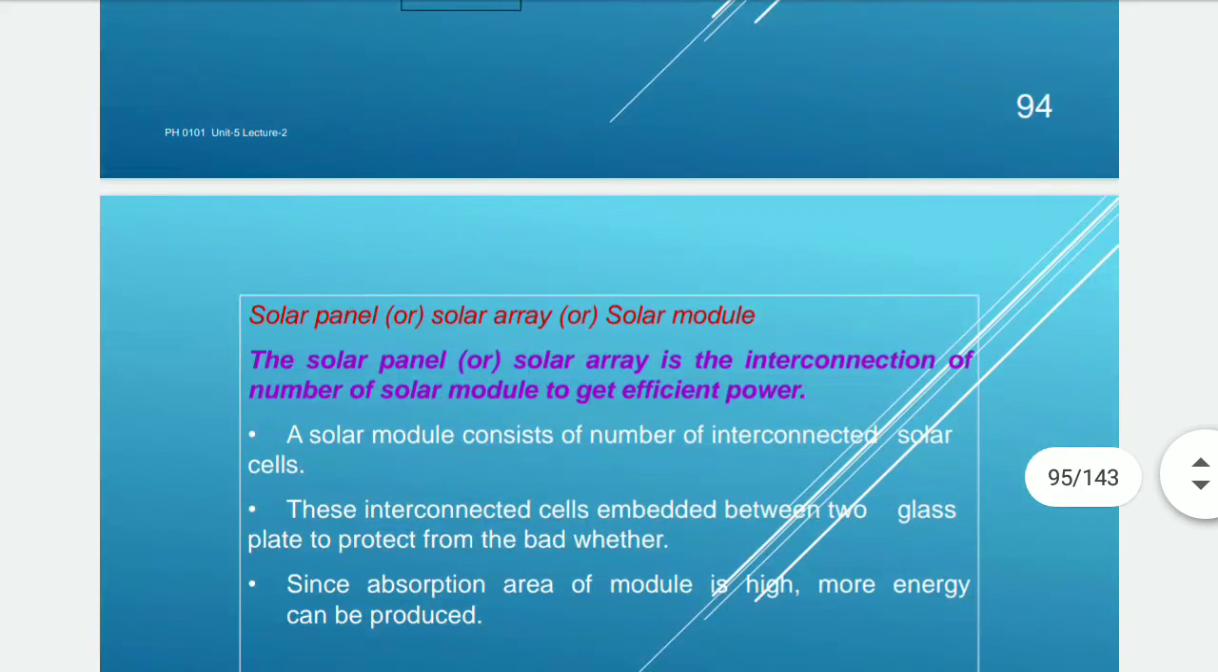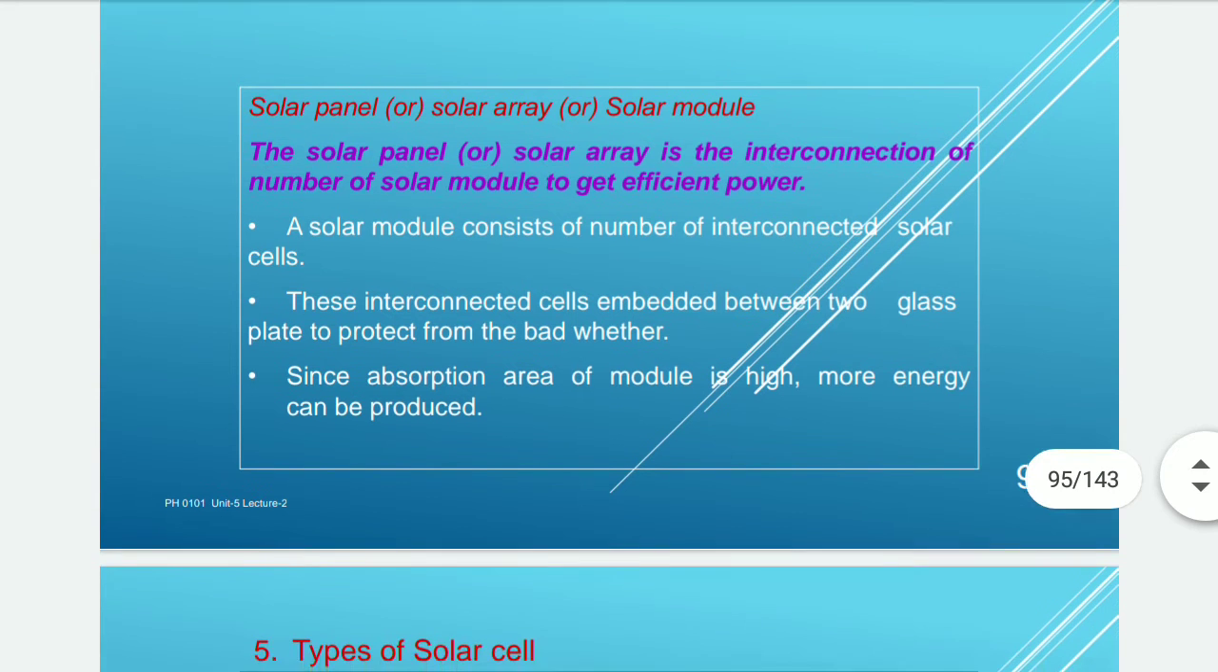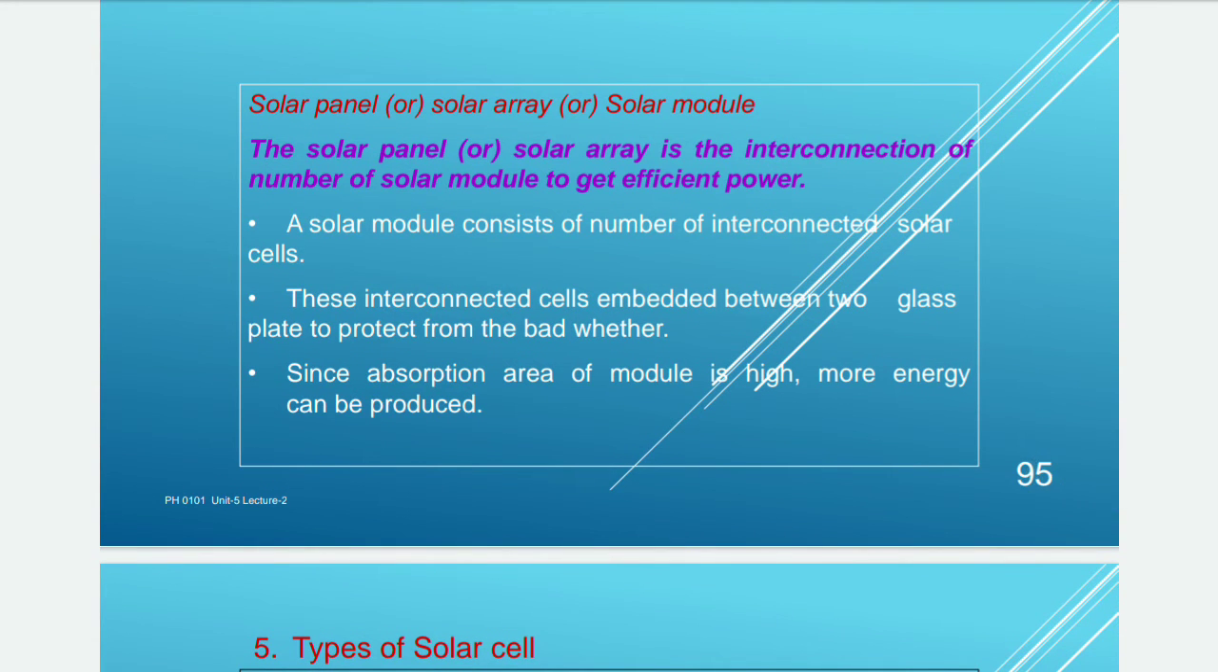Solar panel or solar array or solar module. The solar panel or solar array is the interconnection of a number of solar modules to get efficient power. A solar module consists of a number of interconnected solar cells. These interconnected cells are embedded between two glass plates to protect against bad weather. Since the absorption area of the module is high, more energy can be produced.